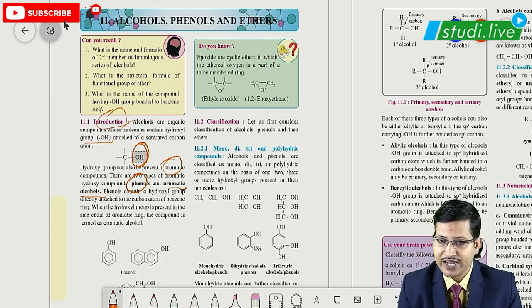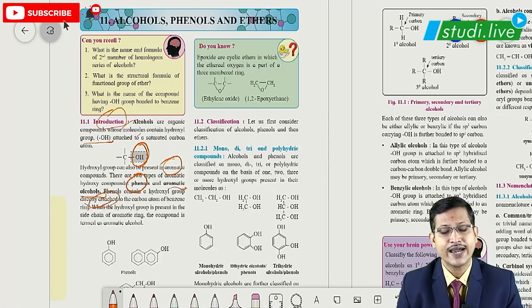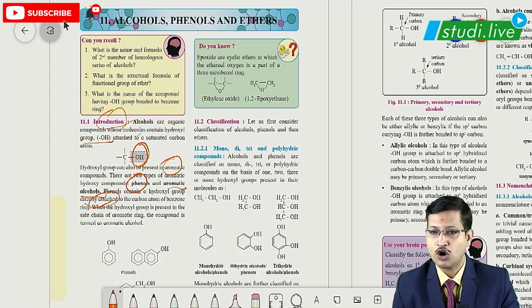Say, for example, you can have cyclohexanol. That can be an example of aromatic alcohols. Now in case of phenols, the OH group is directly attached to the benzene ring. So that's the very basic definition of what are alcohols and what are phenols.